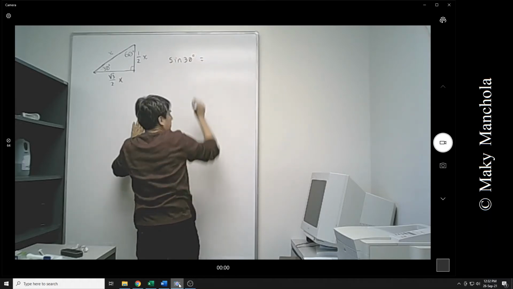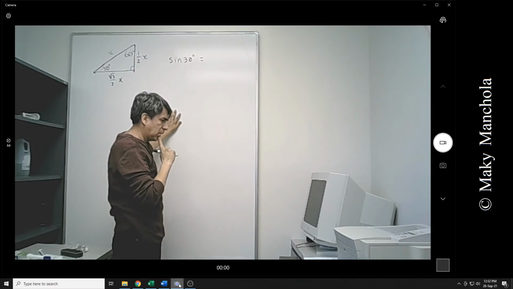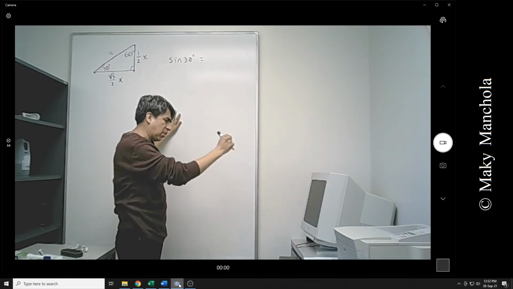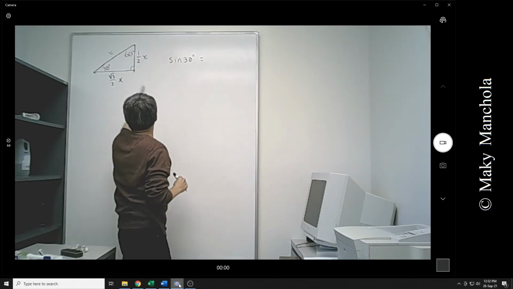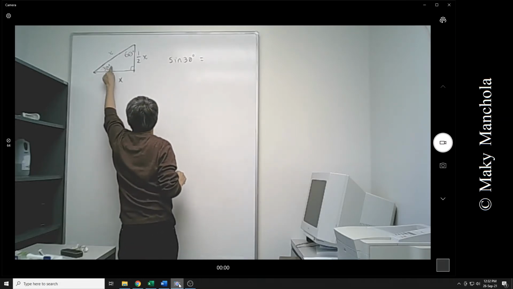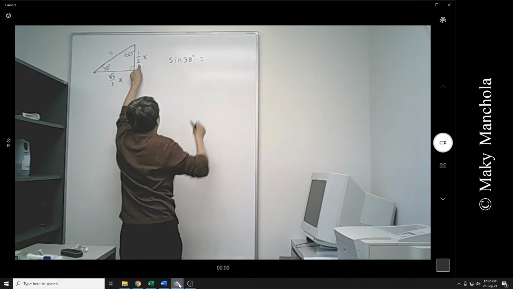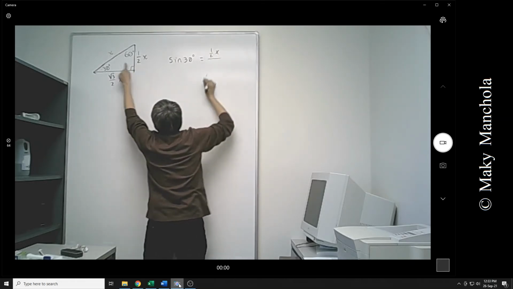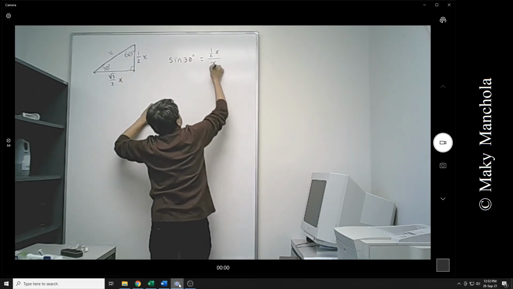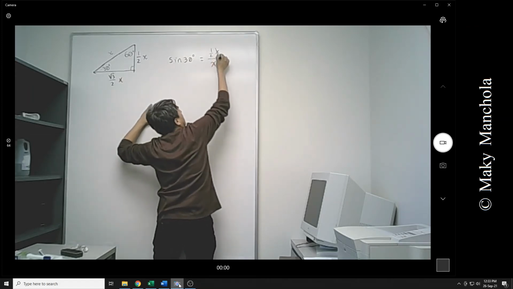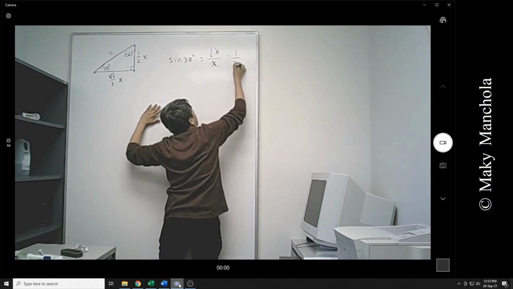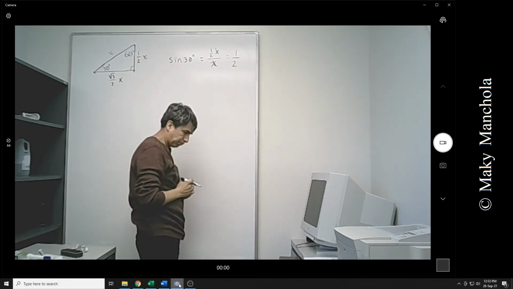We know that in a right triangle, the sine of an angle is the length of the opposite over the hypotenuse. In this case, the opposite to 30 degrees is a half of x, and the hypotenuse is x. Observe that the x's cancel, so we just obtain that the sine of 30 degrees is 1/2.